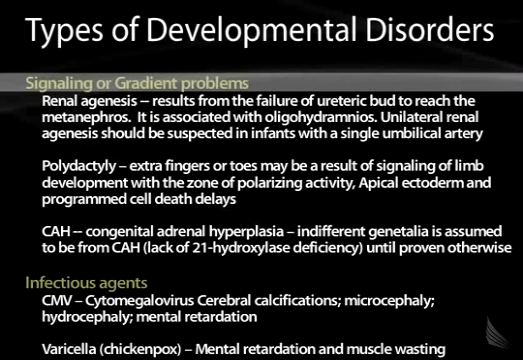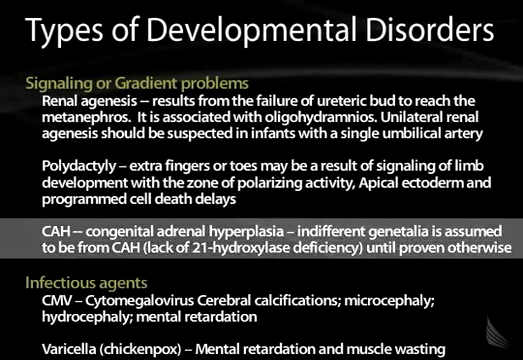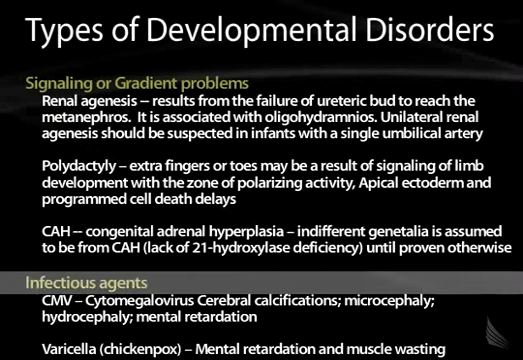We've already discussed signaling gradients. These will have effects in several systems, one of which is renal agenesis, which can be a result of the ureteric bud not meeting the metanephros. We'll discuss this a little bit later on. Some of the red flags in the testing items will include oligohydramnios and unilateral renal agenesis. Oftentimes you should suspect those kinds of issues when you have a single umbilical artery as well. Polydactyly we discussed, congenital adrenal hyperplasia we discussed, and we've also looked at a few of the infectious agents.